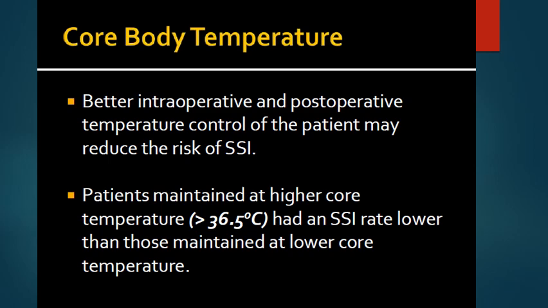And then during operation, core body temperature. Better intraoperative and postoperative temperature control of the patient may reduce the risk of surgical site infection. Patients maintained at a high core temperature, more than 36.5 centigrade, had a surgical site infection rate lower than those maintained at a lower core temperature. It's very important to maintain the core temperature of the patient higher than 36.5. Okay, it's also very important to control the level of glucose and oxygenation during operation.